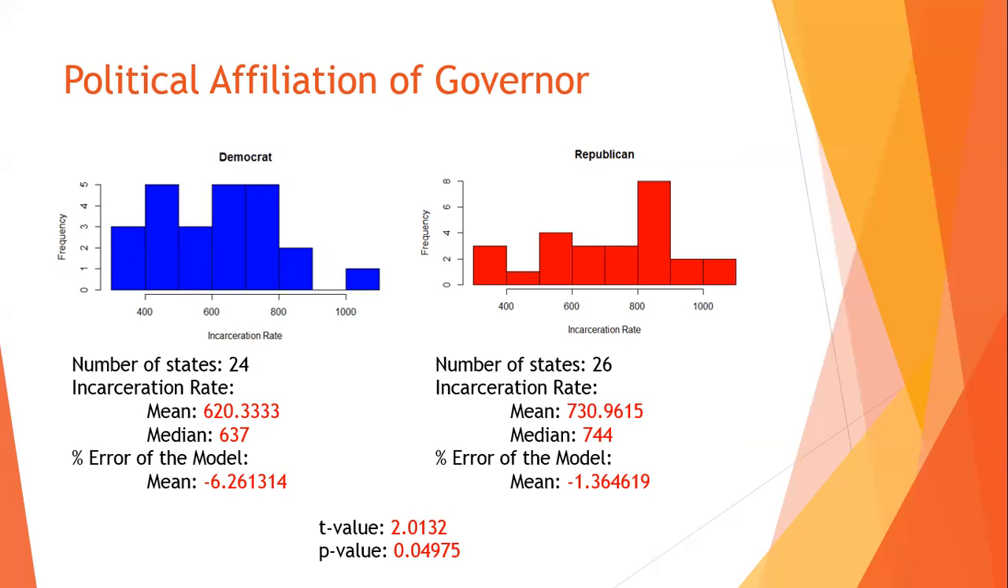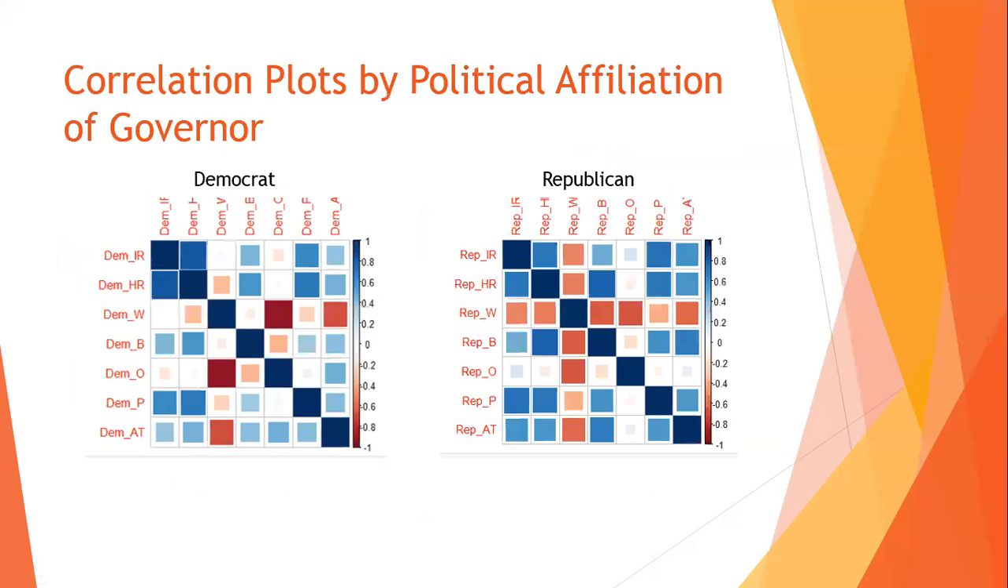And the percent error of the model is a larger negative for the Democratic governed states than Republican governed states. I also did a t-test to test if there was a significant difference in the incarceration rates of Democratic governed states and Republican governed states, and it turned out that there is a significant difference. So here I've included the correlation plots by political affiliation of governor, just because I thought it was interesting to see how they differed.